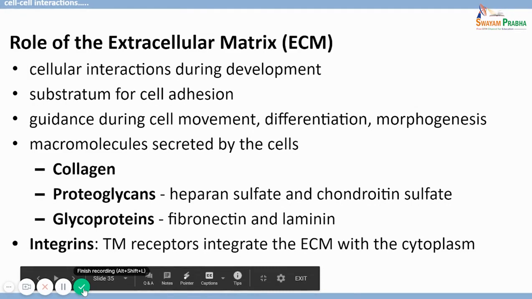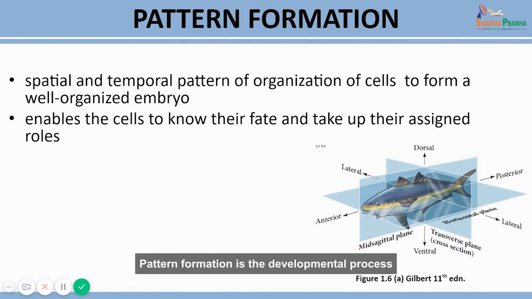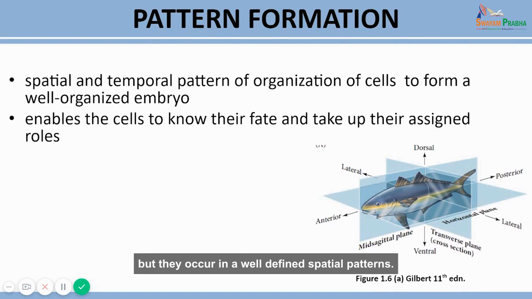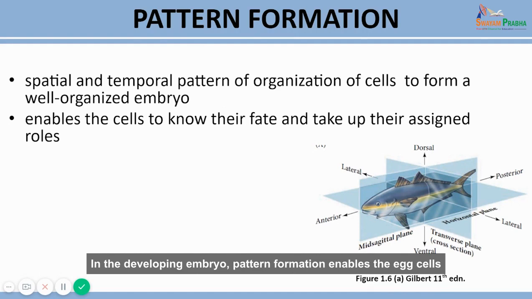Pattern formation is the developmental process by which cells are beautifully organized in a spatial and temporal pattern to form a well-organized embryo. Just like the pattern of five fingers in our hand and the two eyes on our face. So, pattern formation means the cell types are not just chaotically arranged, but they occur in well-defined spatial patterns. In the developing embryo, pattern formation enables the cells to know their fate, and also it helps in taking up their assigned roles, that is, to form specific organs in specific positions with respect to other cells in the embryo.